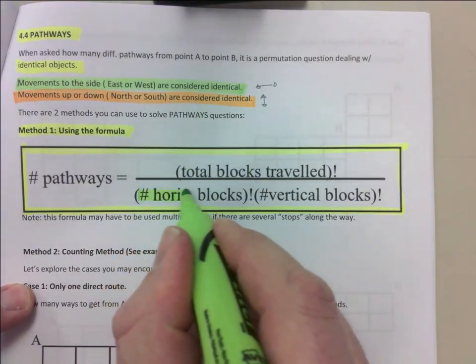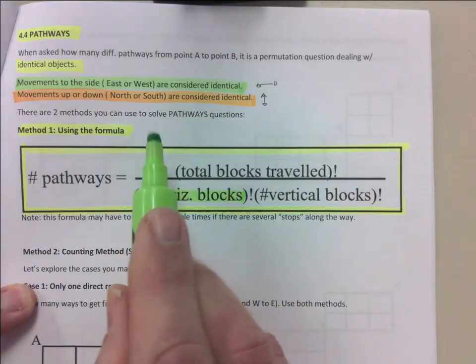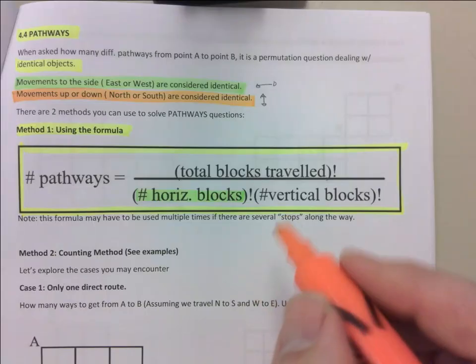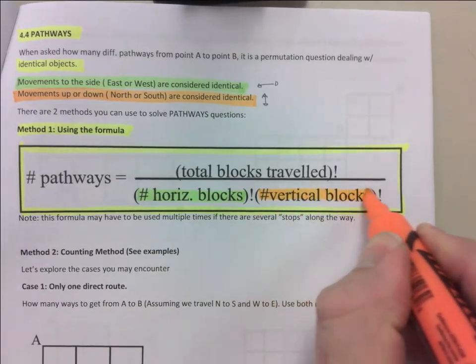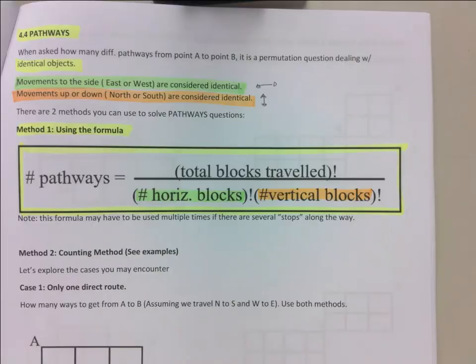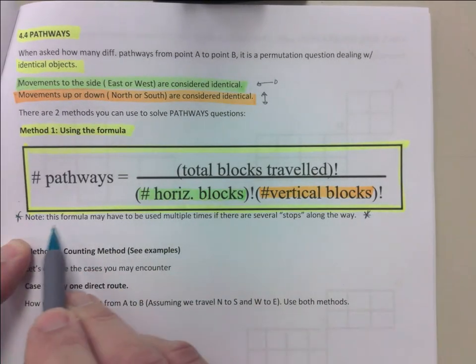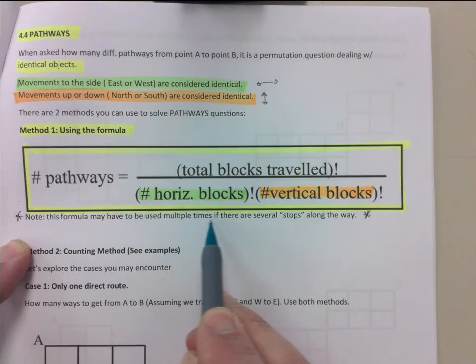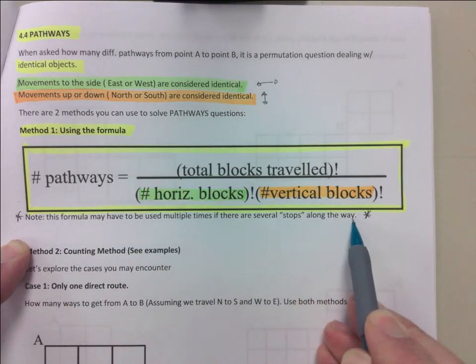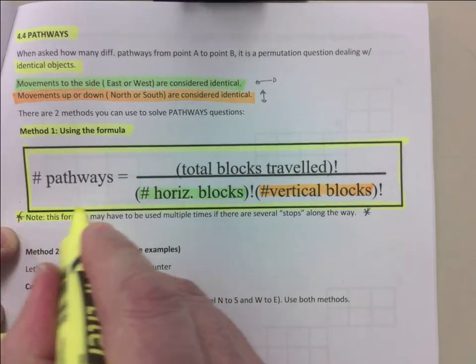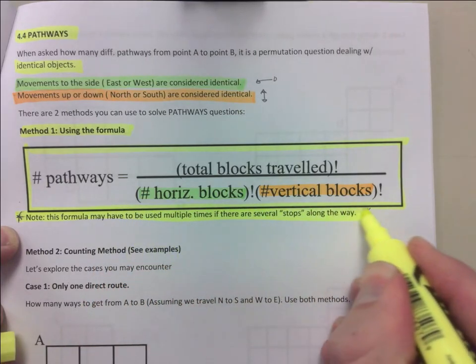I'm going to use green because I used green for my side-to-side movement. And number of vertical blocks. Okay, so you're going to divide that out. And notice this little star here, okay, the star. This formula may need to be used multiple times if there are several stops along the way. I feel like you're going to miss it. It's so close to the box. Highlight that as well.